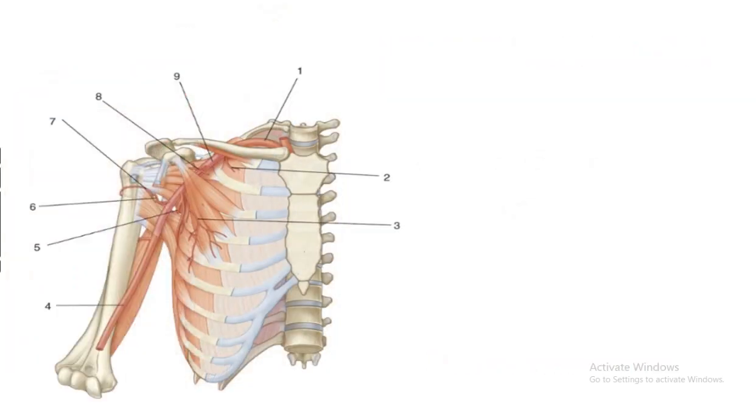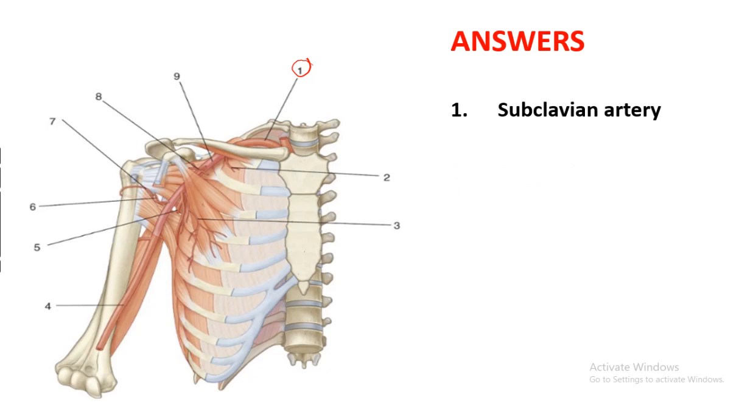The first diagram we have been given is this one, and in this diagram we have been asked to label the parts. Let's quickly look at the first part. If you look at number 1, the part which has been labeled as 1, this is just showing an artery which is moving all the way from this side and is going towards the end. This artery is known as the subclavian artery.